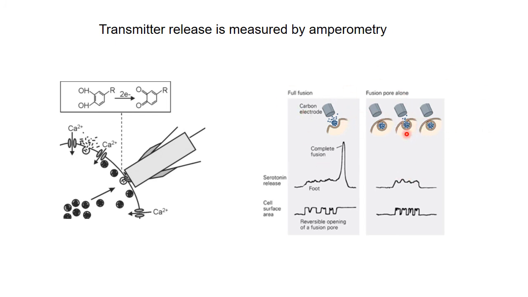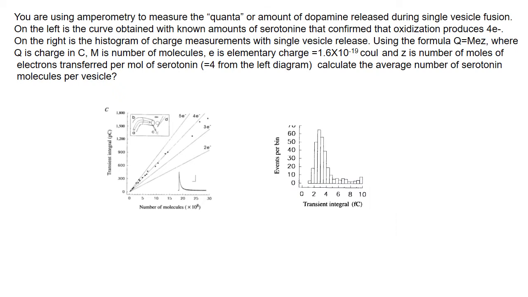And this is showing you how it can show you whether it's a full fusion or just a kiss and run fusion pore alone. So in complete fusion, you may have a foot where you just release a little bit until it completely fuses, and then complete fusion gives a much longer release, and then with fusion pore alone, you just have this little short foot. But the bottom line is you can actually get a quantitative measure of how much neurotransmitter is released. And this is the method that was used for the first time to actually quantify the quanta, or the number of neurotransmitter molecules that are present in one vesicle.